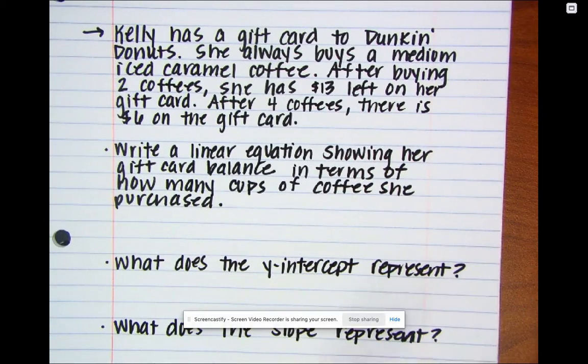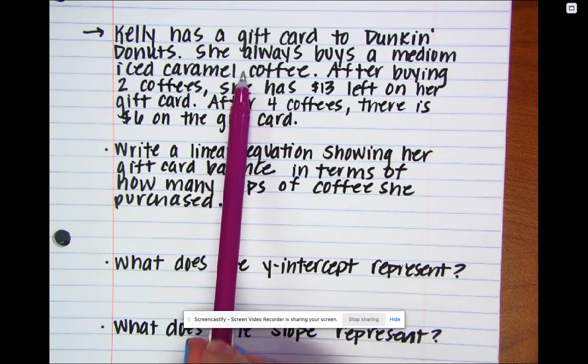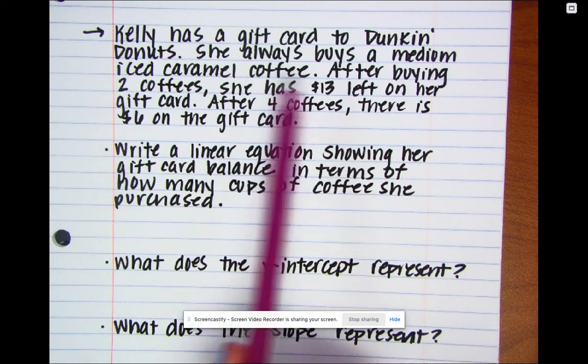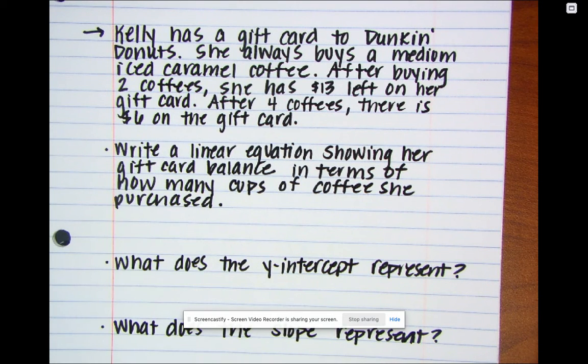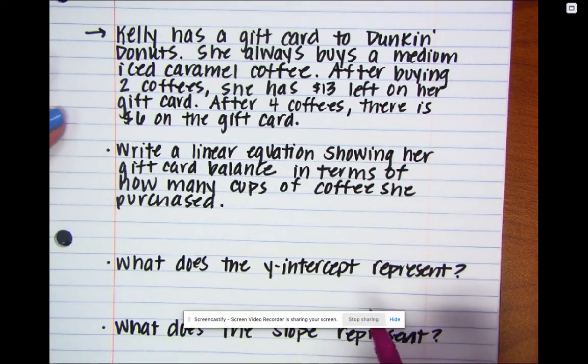So I want to point out that here we're just given a bunch of information. It says after 2 coffees, that's how much she has left on her card. After 4 coffees, that's how much she has left on her card. So you can remember that we can find the slope-intercept equation if we know 2 points. In the last one, we were given this y-intercept and the slope. So I guess that's 1 point and the slope. Here, we are given 2 points. So we're going to use those 2 data points. And so we need to figure out which is our x and which is our y.